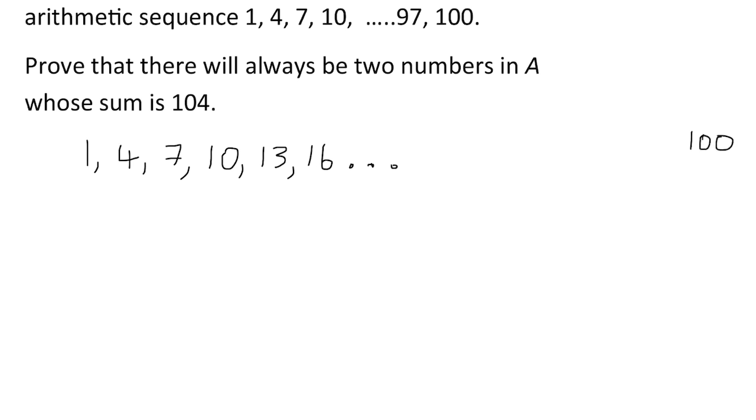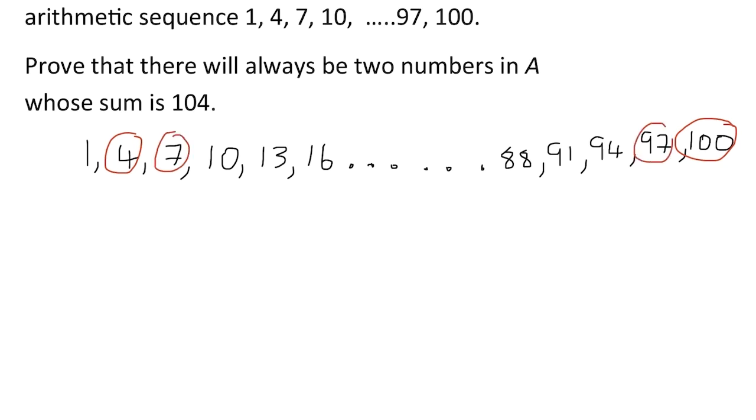And the sequence ends up to 100. There's 97 there. There will be a 94 there. Will be a 91 there. There will be an 88 there, and so on. Okay, so first of all, notice that 4 plus 100 is 104. 7 plus 97 is 104. 10 and 94 is 104. 13 and 91 is 104. Now, what is happening here?